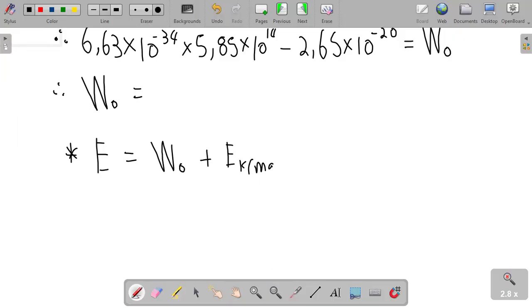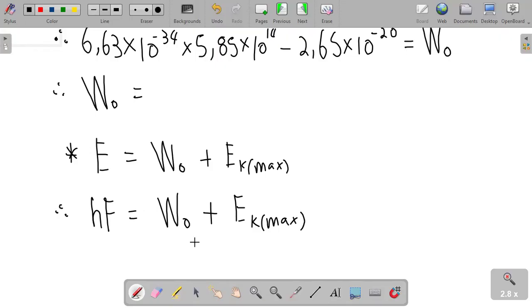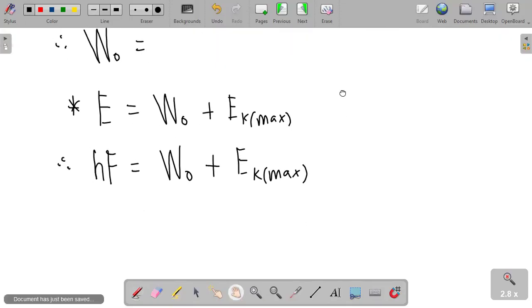EK max, the maximum kinetic energy. Then we're going to find the frequency here, because the work function does not change, isn't it? The work function is the work function of the material, so it remains the same. So if we want the frequency, we say hf equals the work function plus EK max, the maximum kinetic energy.